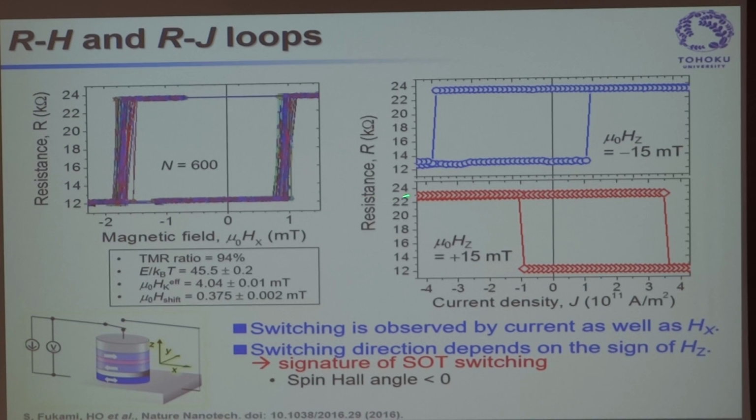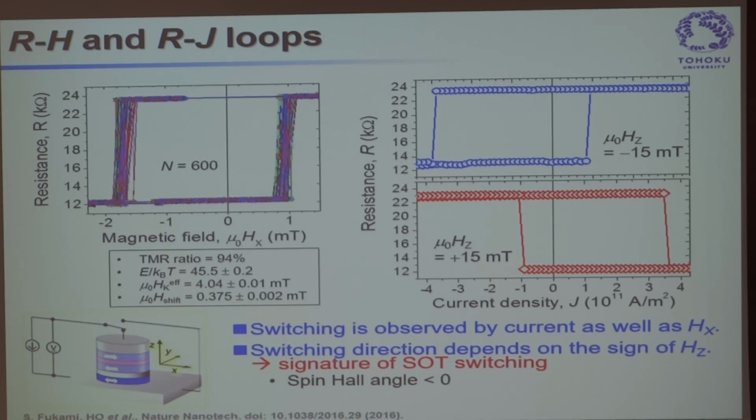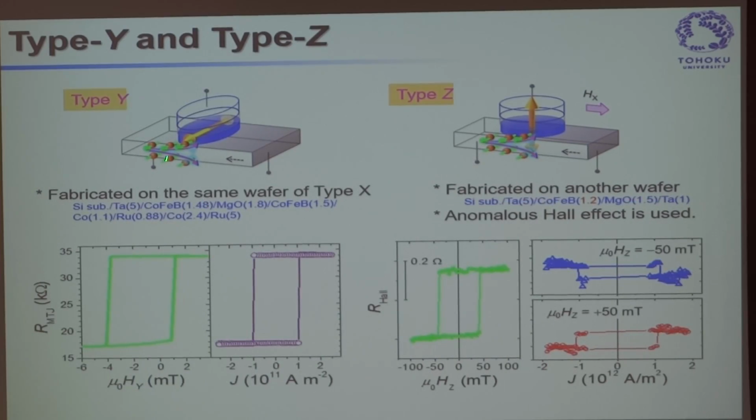So basically we can have full swing switching with magnetic field and also current with assisting magnetic field. As I said, we can also make type Z and type Y from the same material set like this. So this is type Y and this is type Z. Let's say we have 40 nanometer diameter. I will vary this later on, but this typical example is for a 40 nanometer diameter device.